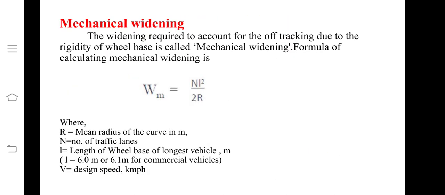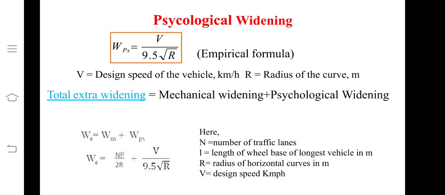Now here the design speed is generally required in the psychological widening. For psychological widening, the widening of a pavement has to be done for some psychological reasons, as we already discussed. But IRC has proposed an empirical relationship for this psychological widening, which is given by WPS is equal to V upon 9.5 under root R. This is a standard empirical formula. Here V is a design speed and R is a radius of curvature.